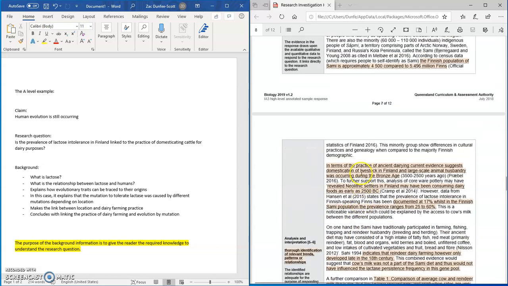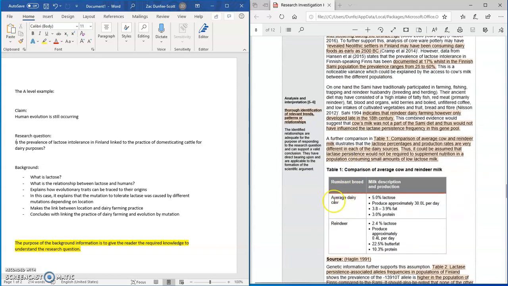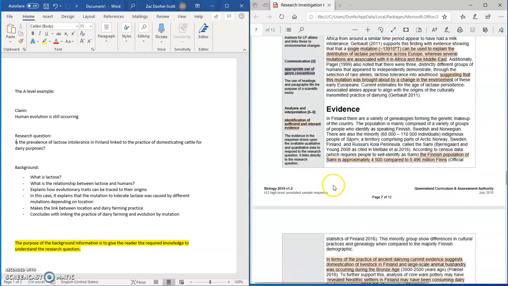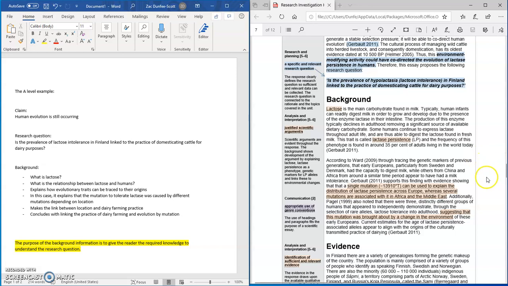Okay, so obviously certain areas had certain different types of cattle, and that's going to affect how they actually develop persistence to lactose or not. So it starts to explain how these evolutionary traits can be linked back to their origins earlier on. In this case, it explains that the mutation to tolerate lactase was caused by different mutations depending on the location. So people from China and Africa had different mutations within their bodies to people from Sweden and Denmark.